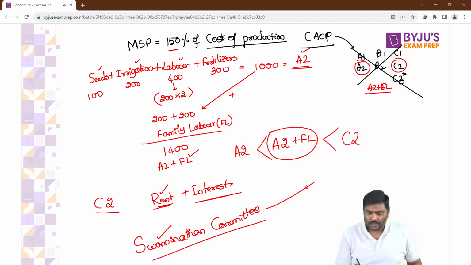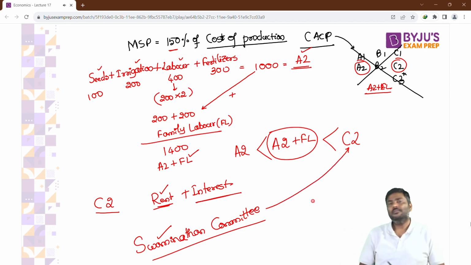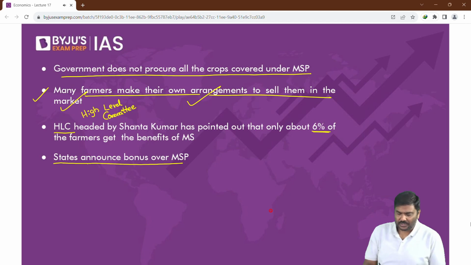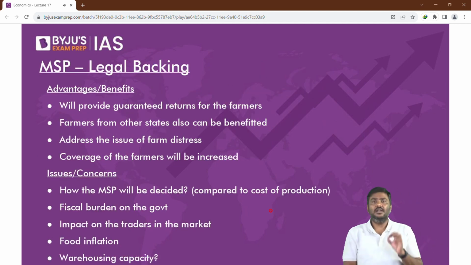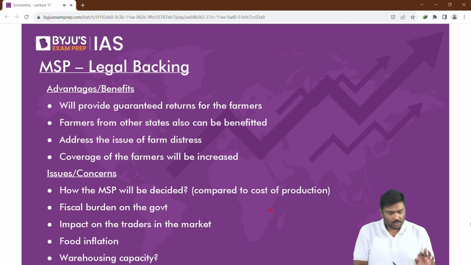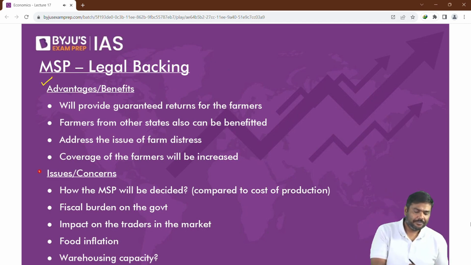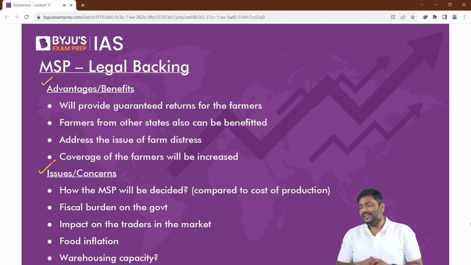The Swaminathan committee recommended that government should announce MSP based on C2, not A2 plus FL. But even today, government announces on A2 plus FL. Okay, so these are the three types of cost of production. Please be very, very careful. Questions have been asked earlier by UPSC and can be asked again. Now, let me go forward.